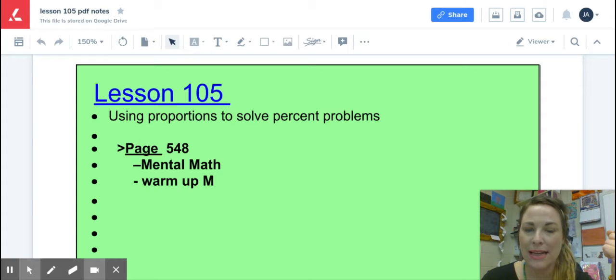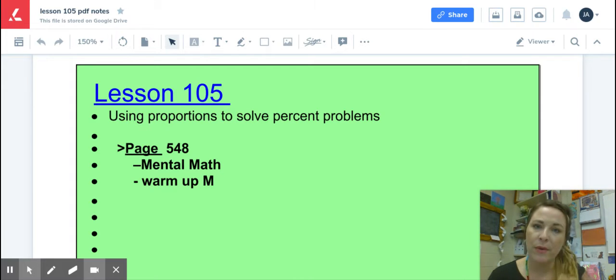Hey everyone, today's lesson is lesson 105, and it's using proportions to solve percent problems. So obviously we've used proportions a lot and we've done a lot of percent problems as well, but this one's different. This one is really taking both of those things to the next level. The skill that you're going to practice today is a skill that I hope sticks with you forever. And it's kind of a new trick.